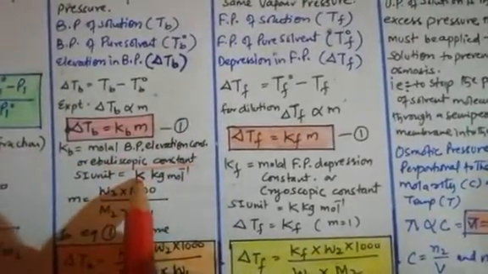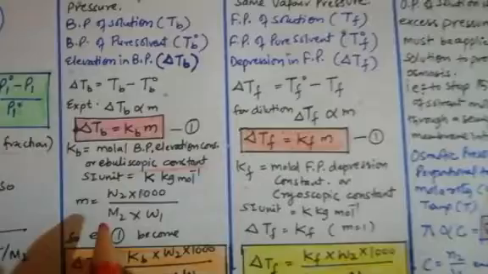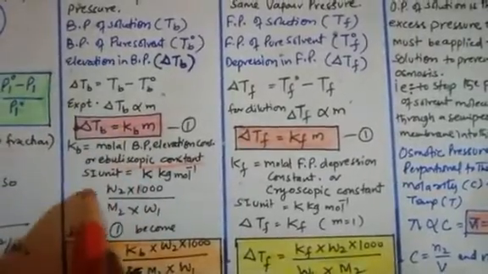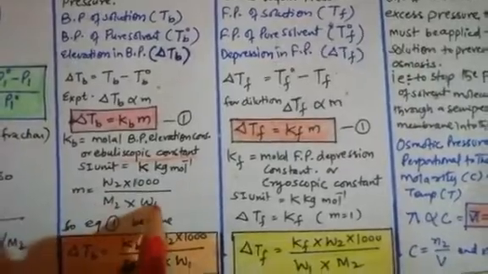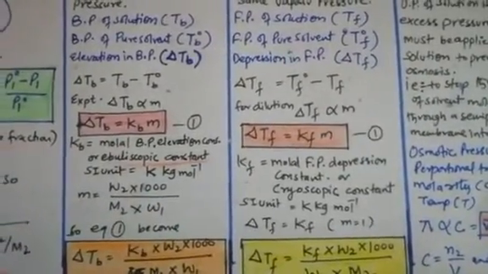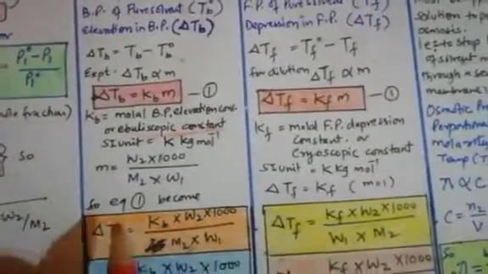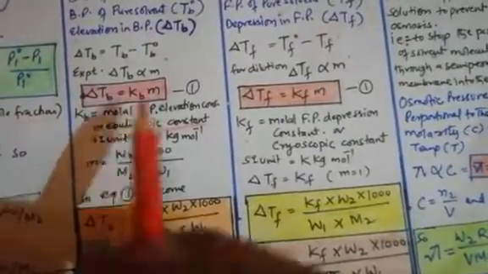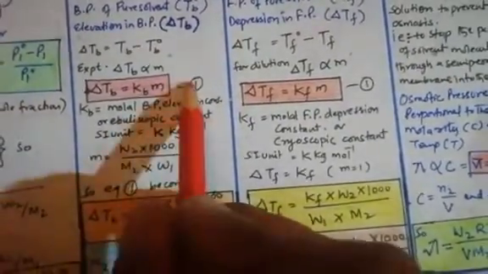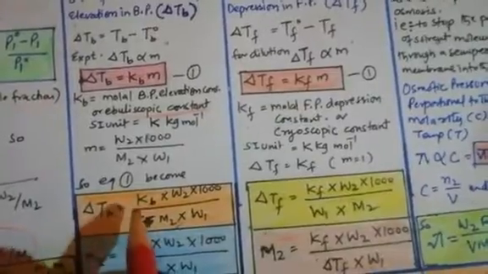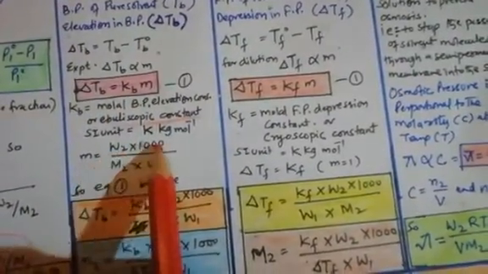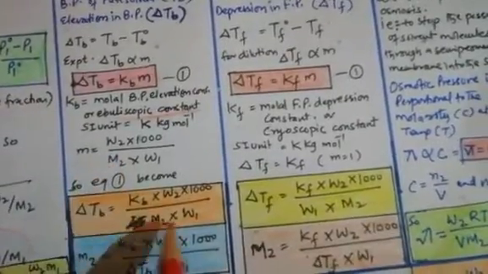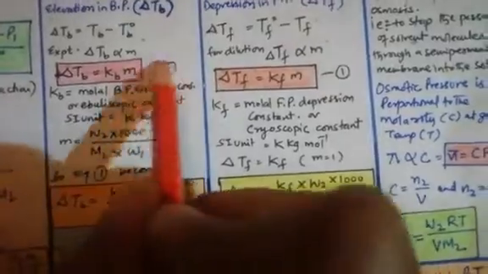The unit of this is Kelvin kilogram mole inverse. And when we are finding molality, the molality is W2 into 1000 upon M2 into W1, as we have done earlier to express concentration. So from here, putting the value of m into equation 1, delta TB becomes equal to Kb, which is already there, and then W2 into 1000 upon M2 into W1. Hope you understood. Nothing else we did. We just replaced this value here.